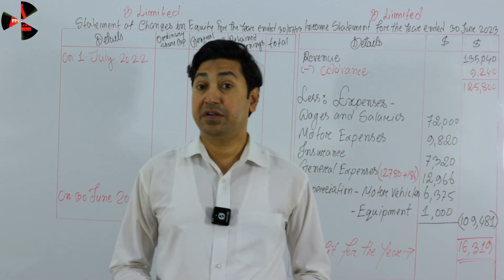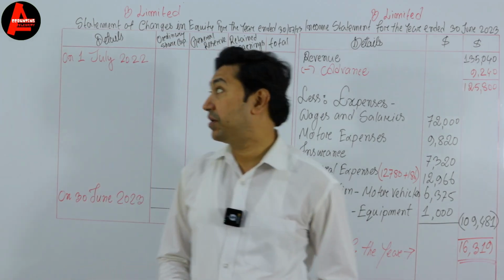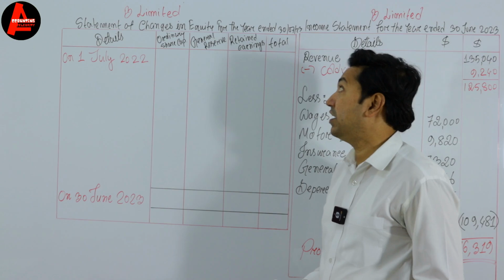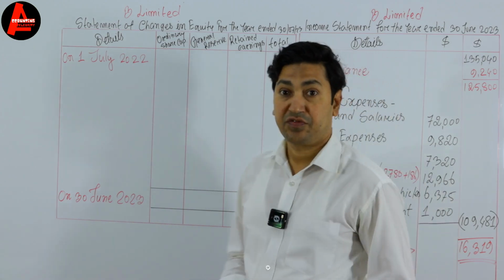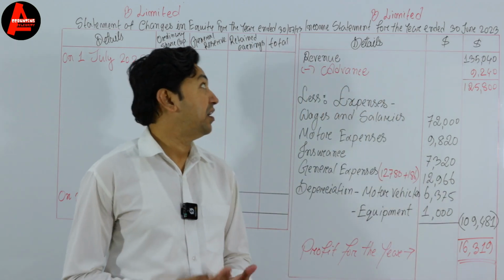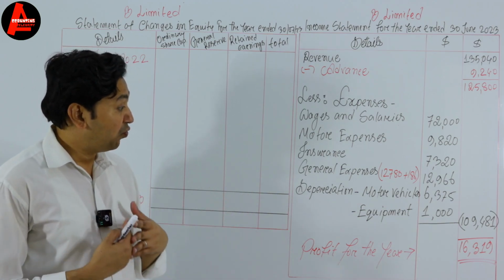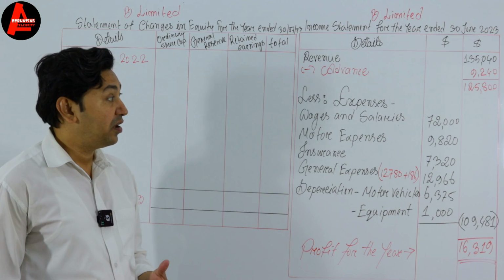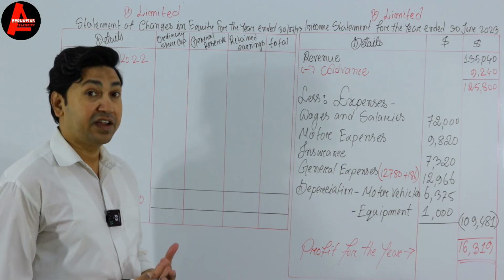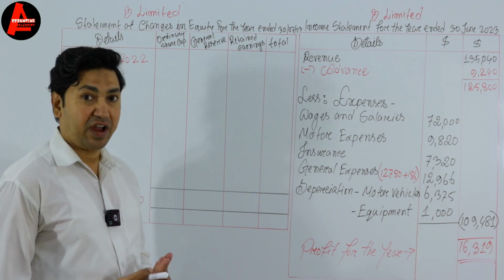This is the second part. Here we will learn how to prepare a statement of changes in equity. In our first part we prepared the income statement. It is a service business account. We showed step by step how to answer an income statement in your exam.